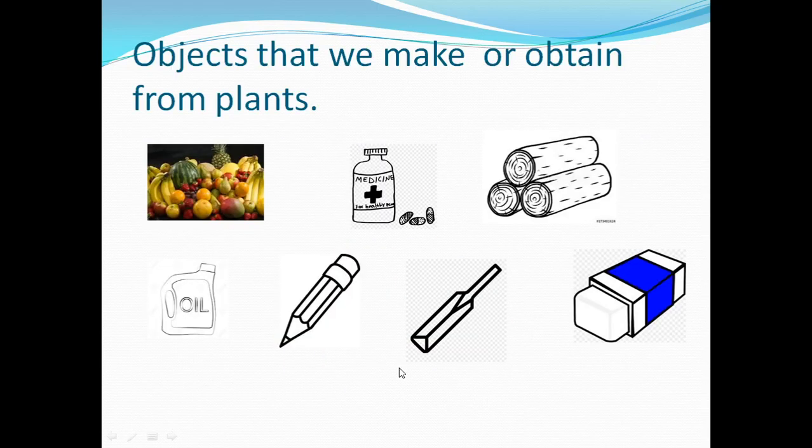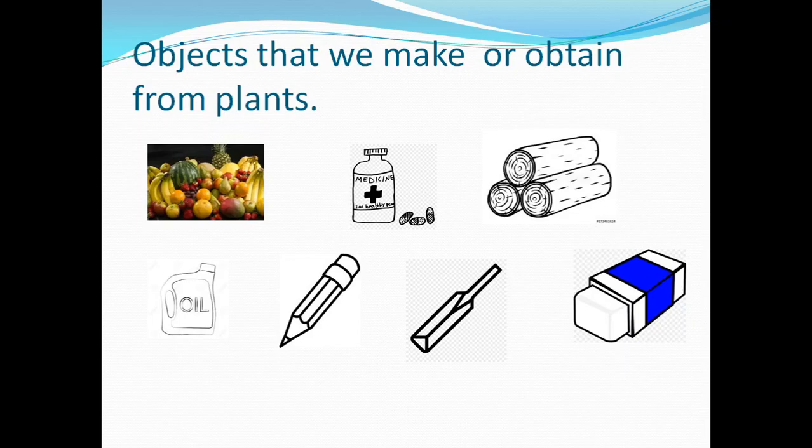Now what are the things that you get from the plants, right? We get fruits, right? We can make medicines from the things of the plants. Even we get wood. From wood you can make bat, pencil, right? You can extract oil, right? Even you can get rubber. From rubber you can make eraser, tire, right? So we get different things that we can use in our day-to-day life. So this is so important in our life.